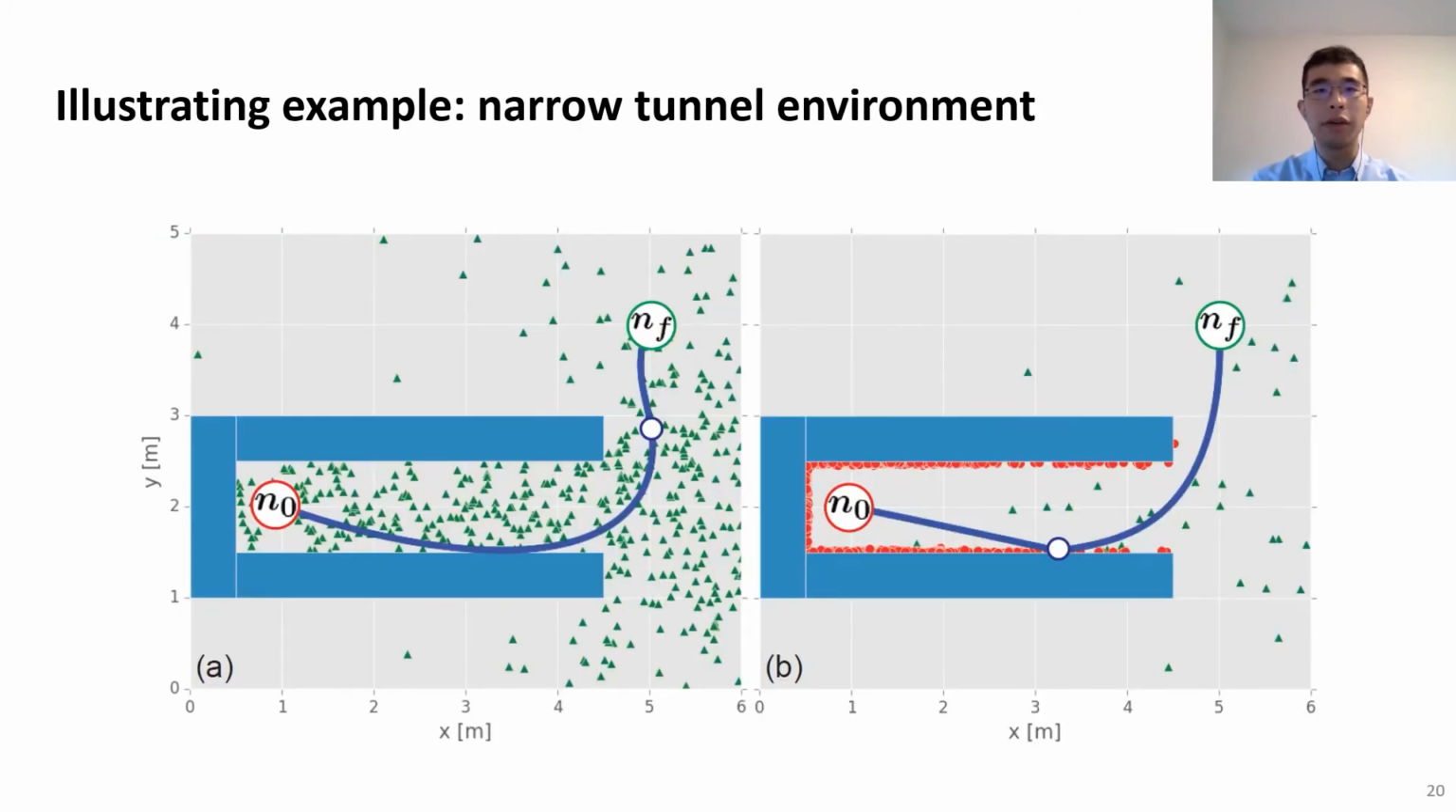With experiments, we find that the benefits of planning with collision often outweigh its cost when planning in a narrow environment. Here is an illustrating example. We try to find a trajectory from N0 to Nf. The blue curve is the trajectory found by the planner, and the blurred circle is an intermediate node on the trajectory. The solid blue rectangles are the obstacles. The green triangle dots represent a sampled node that does not have collision in the exploring tree, whereas the red nodes are the collision nodes added to the exploring tree.